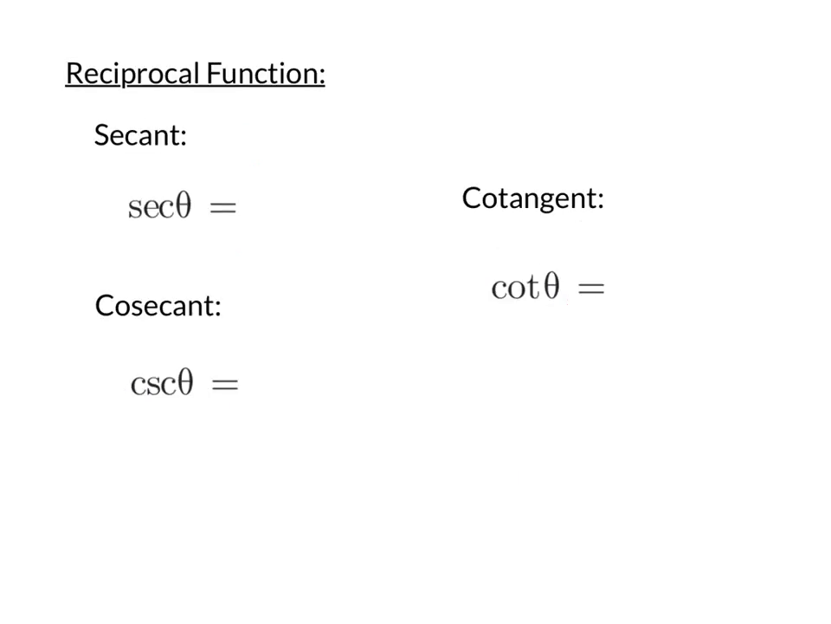There are three more trig functions. These are called the reciprocal functions: secant, cosecant, and cotangent. They're all related to the first three, sine, cosine, and tangent, as being reciprocals. Let's start with the easiest one. Cotangent is obviously going to be the reciprocal of tangent. But when it comes to secant and cosecant, it's easy to get these ones confused. Secant is the reciprocal of cosine. And cosecant then is going to be the reciprocal of sine.